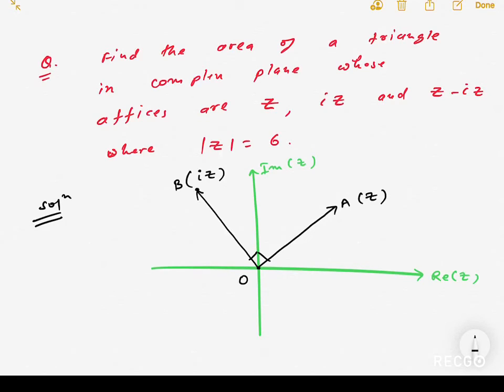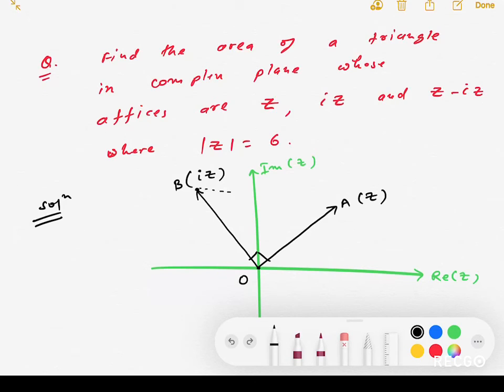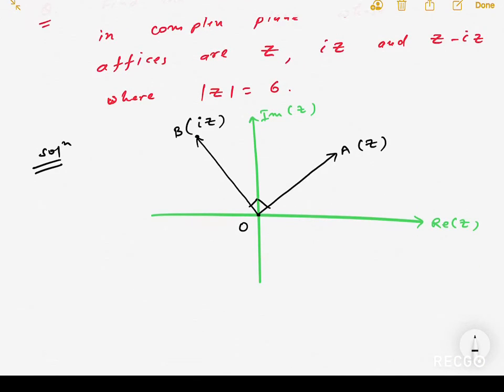Similarly, if I take the image of iota z, or you can simply say that if I multiply z by minus iota, then this vector will get rotated in clockwise direction by an angle 90 degree. Now if I join z and iota z, this dotted line will be the resultant. This I'm drawing. So this will be the resultant of z and iota z. So this vector will represent z plus iota z.